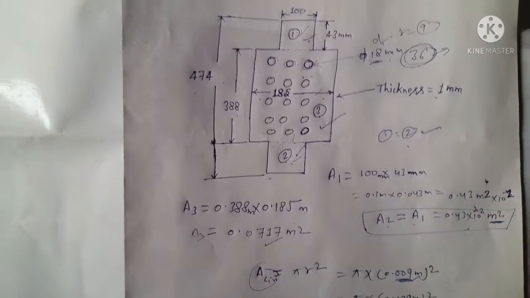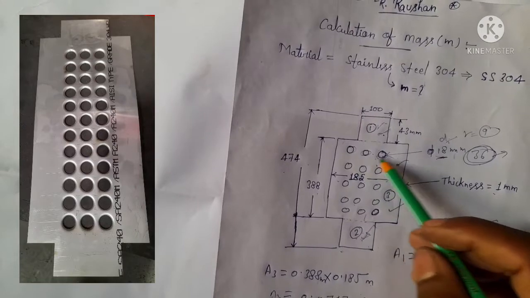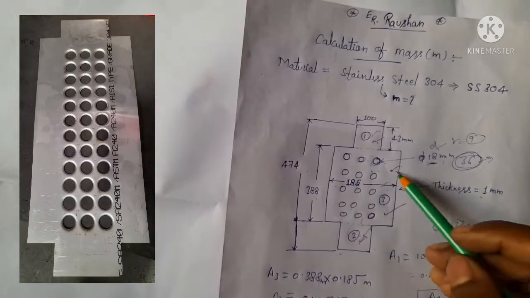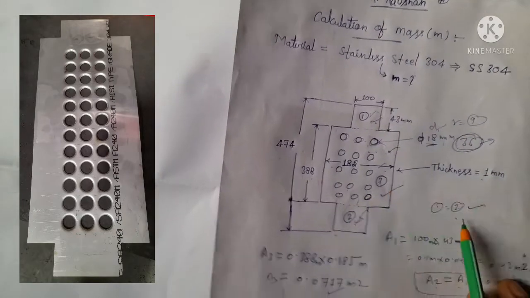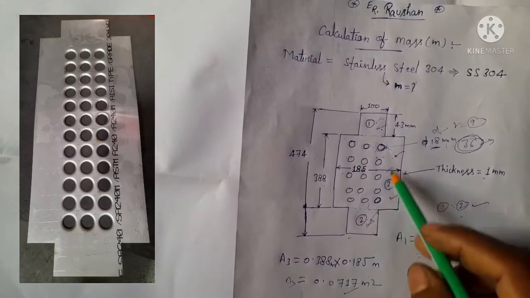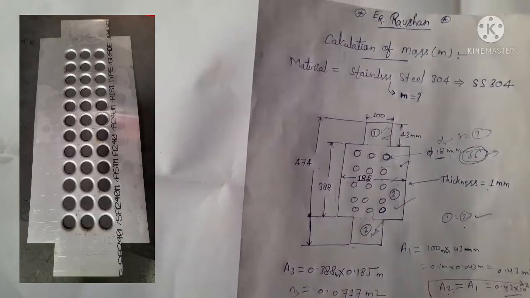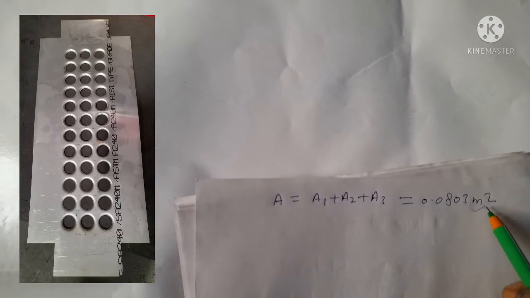Now we find out the remaining area without the holes. A1 plus A2 plus A3 is the total value we calculated. We add this value two times and this value once, and we get 0.0803 meter square. This is the area before removing the holes.